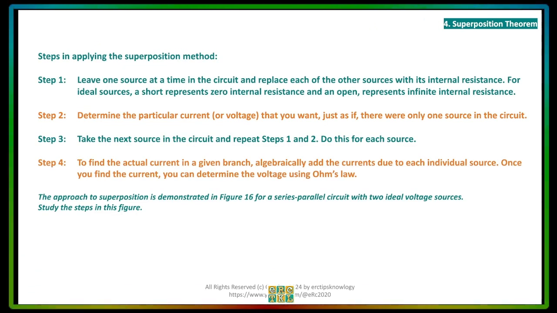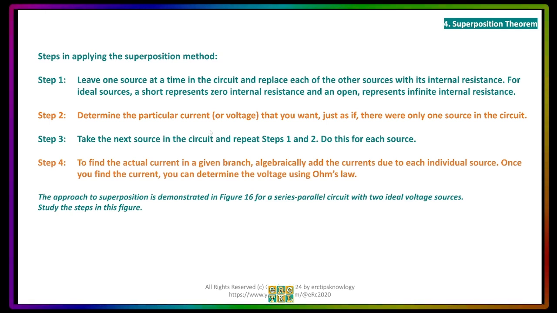Now let's try it. What are the steps? Step number 1, leave one source at a time. It means do not do two sources. We have to cancel one of the sources. If it is a voltage source, we will have to make it shorted. If it is a current source, then we have to cut the source. If it is a current source, you cut the source. If it is a voltage source, you make it shorted, or you make the voltage source like a wire only.